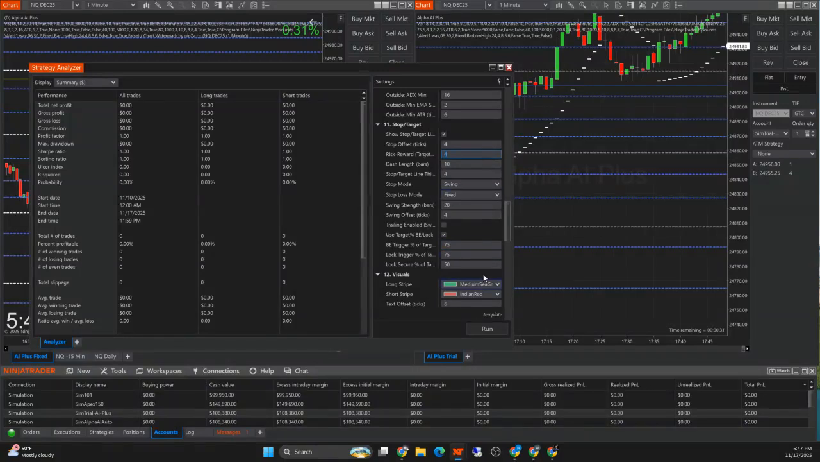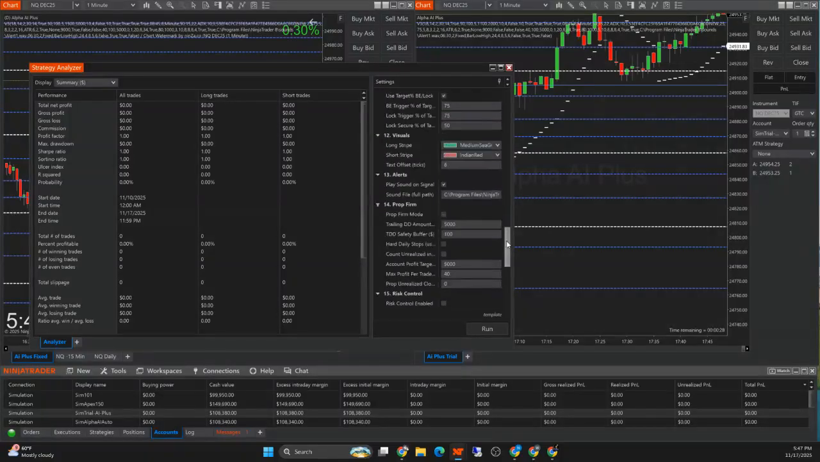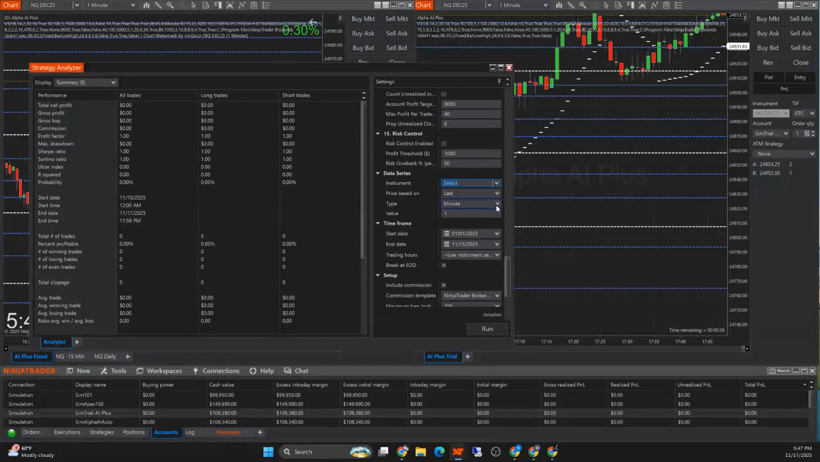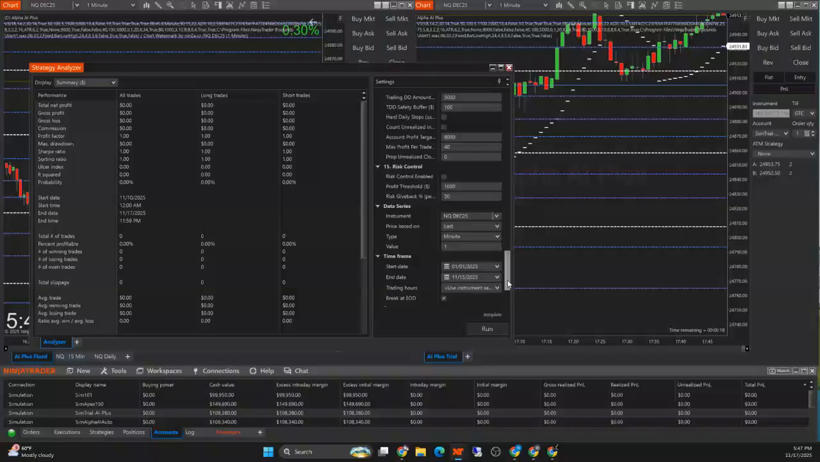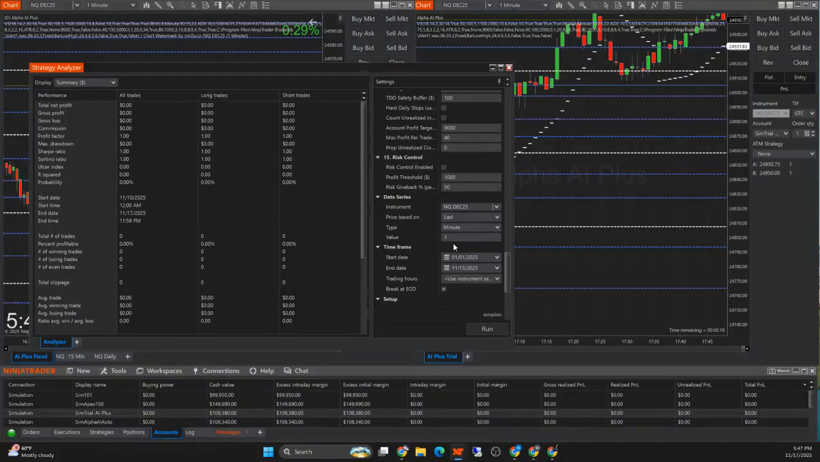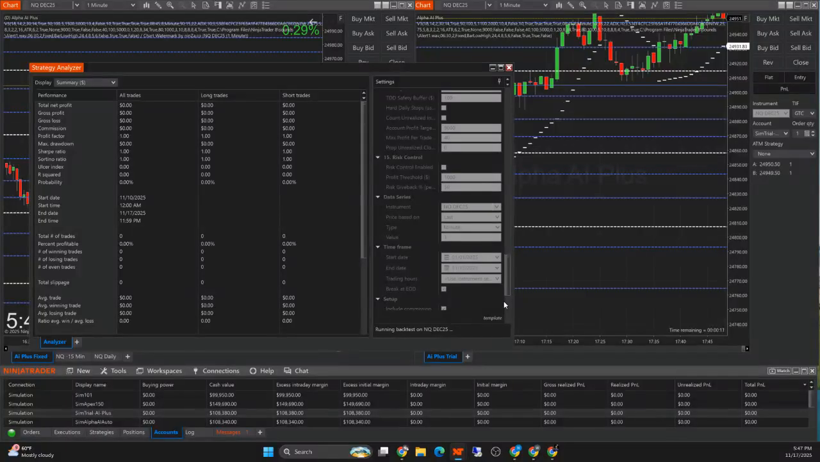Whatever it goes up, it hits the profit. Whatever not, again, we can tweak this. You can change it. I will show you how. You can actually do whatever you want. So if you do the NQ now, see from January 1st until the 15th of November, then you can run it. You can also tweak.